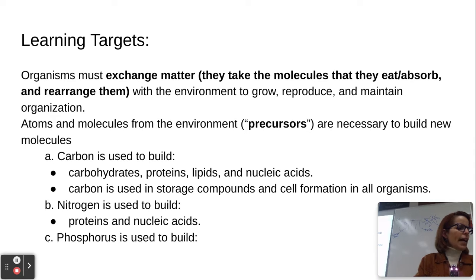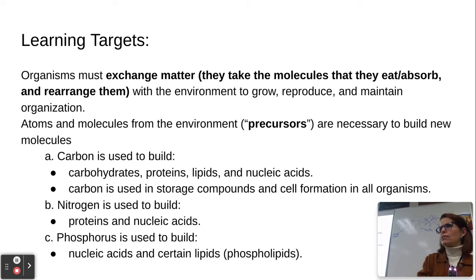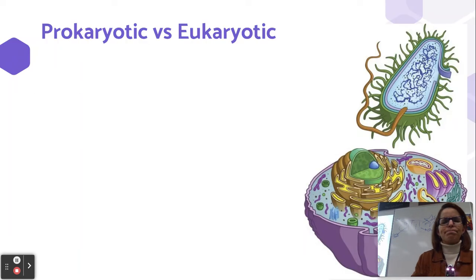That's correct. Good. And then phosphorus. Okay, phospholipids. Yep, phospholipids. That's correct. And then also in the nucleic acids. So the nucleotides have a phosphate, a sugar, and a nitrogen base. So that's correct. Good. All right, we're done with biochemistry.